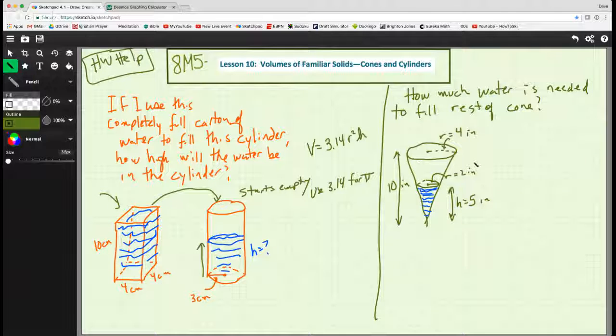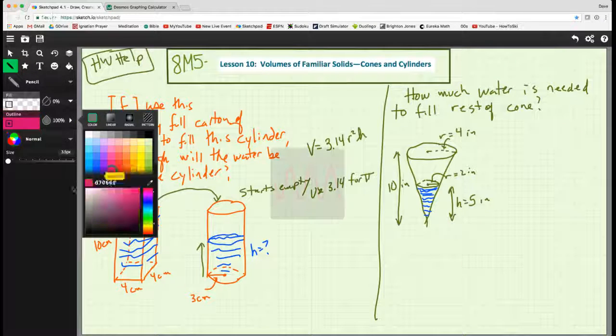And then on this side, I want you to find how much water is left to fill this cone. So notice we have a cone that is 10 inches high and has a radius of 4 inches, but we've filled it up to a height already of 5 inches, and the radius at that level is 2 inches. So the question is how much water will fill the rest of this cone? Okay. All right. So I want you to now pause and try.